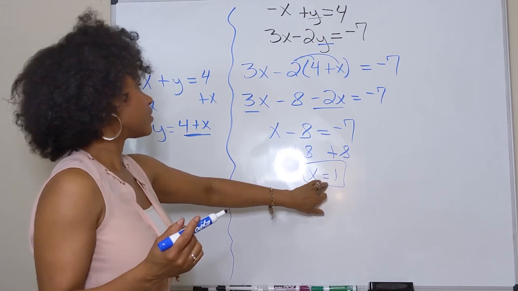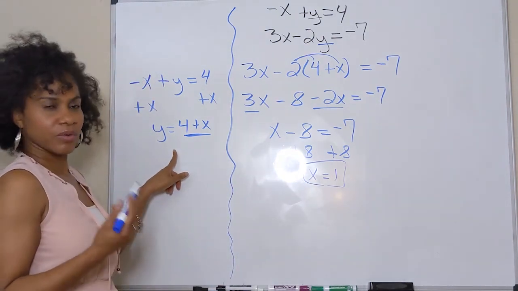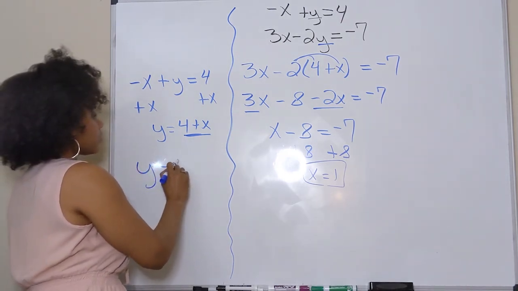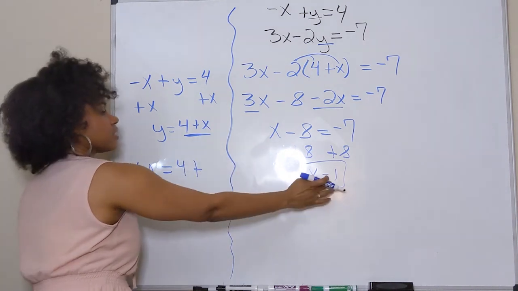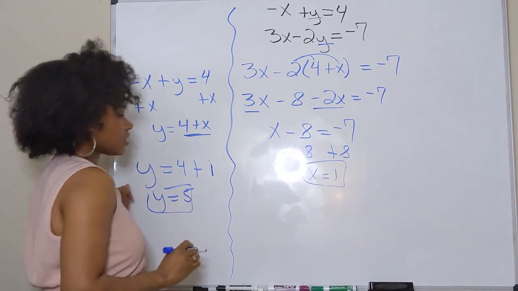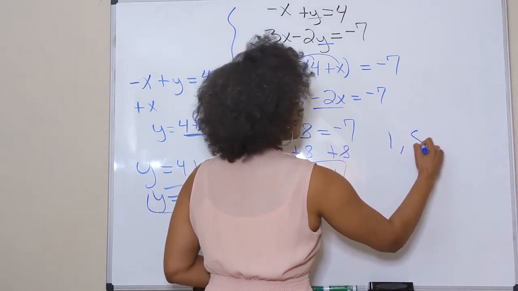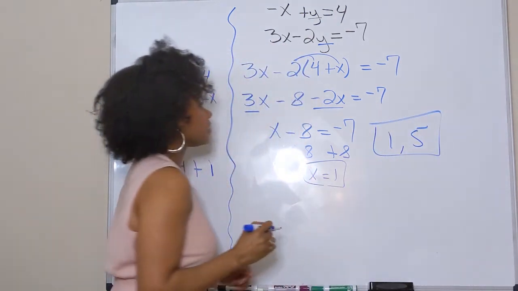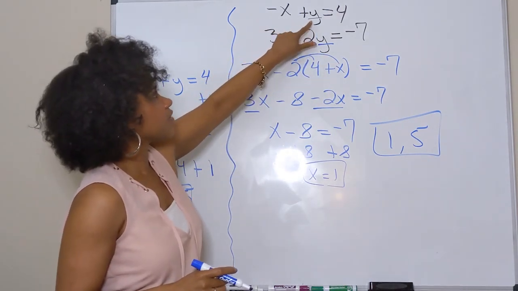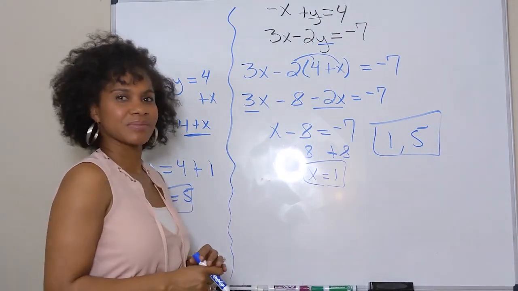So to find my y value, I'm going to plug it back in to the equation I solved for. Again, it's just the easiest one to use. So y equals 4 plus, instead of x, x is 1. So 4 plus 1 is 5. So my solution to this system is 1, 5. Check it. If I plug in 1 here and 5 here, that would be negative 1 plus 5. That does give me 4, so that checks out. And we've solved this system of equations.